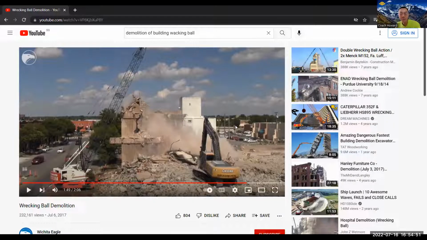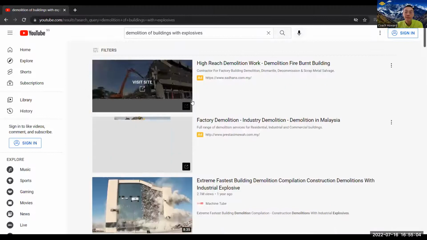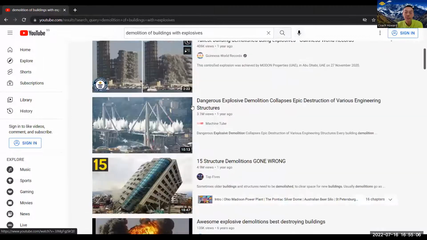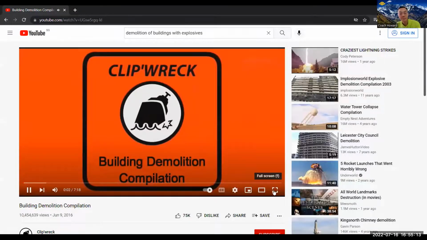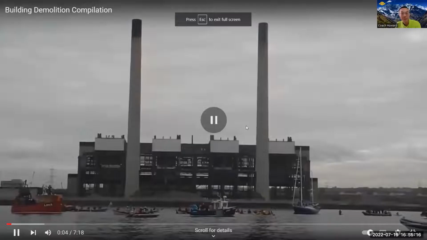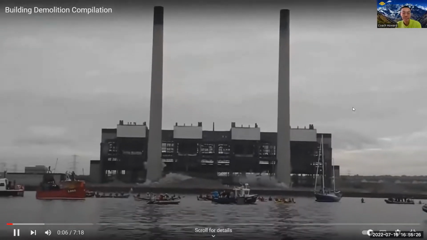You can see some of the demolition nowadays, they use explosive, so it's faster and more spectacular. I'll just show you a quick one. They use the explosive one. Fast one, this one. This is the old power station, and they want to demolish these two tall chimneys.